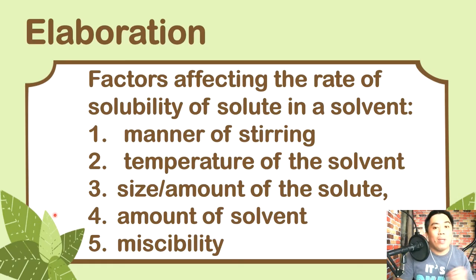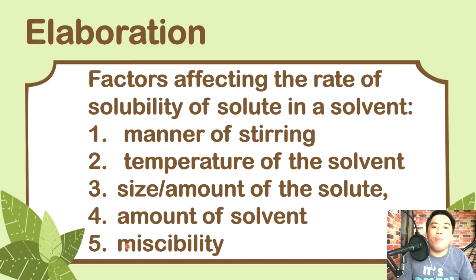Kaya di ba pag naglalaba tayo gamit ang washing machine, anong ginagamit natin? Powder, di ba? Kasi mas mabilis siyang matunaw. Kasi kung bar ang gagamitin natin sa washing machine, maliban sa matagal pa siyang matunaw, masisira yung washing machine natin kasi ang ingay-ingay doon sa loob, di ba?